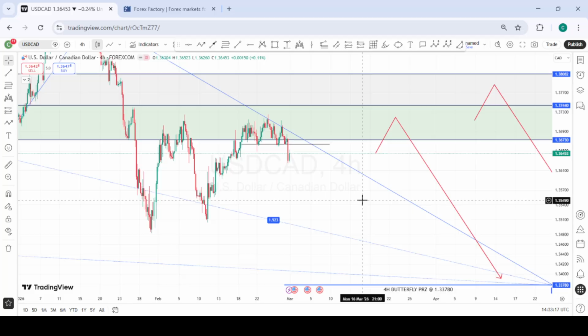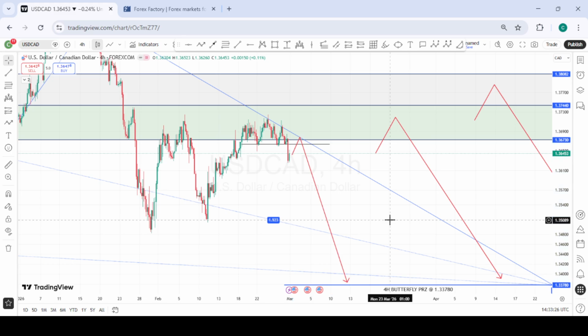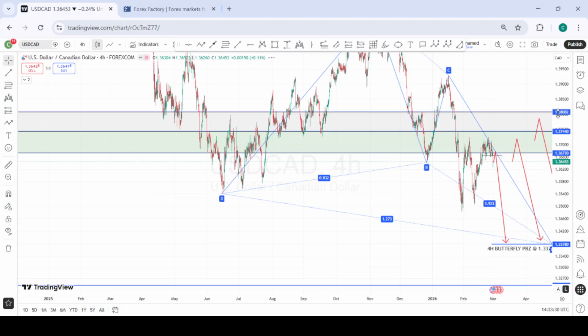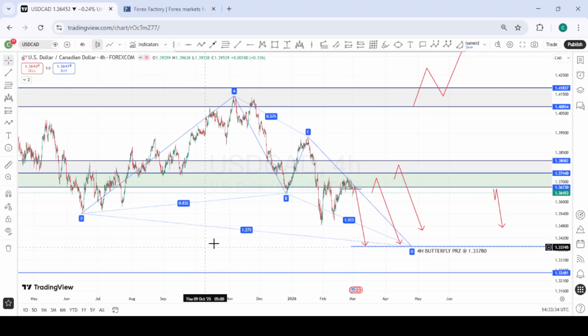So we're looking forward to a retest of this neckline. Look for a selling opportunity. We take ourselves to the potential reversal zone for the butterfly pattern, which has been identified several weeks or months ago. So this is the actual pattern we are looking out for on USDCAD. We are looking out for this potential butterfly pattern. So we are expecting a sell continuation from here to complete this butterfly pattern. So we are very bearish on USDCAD for the coming week.